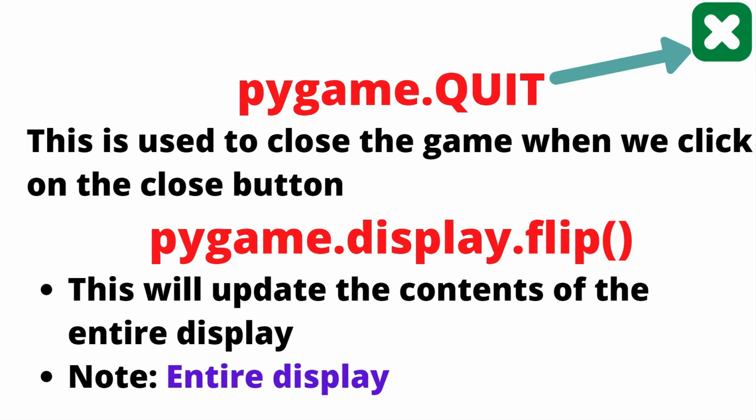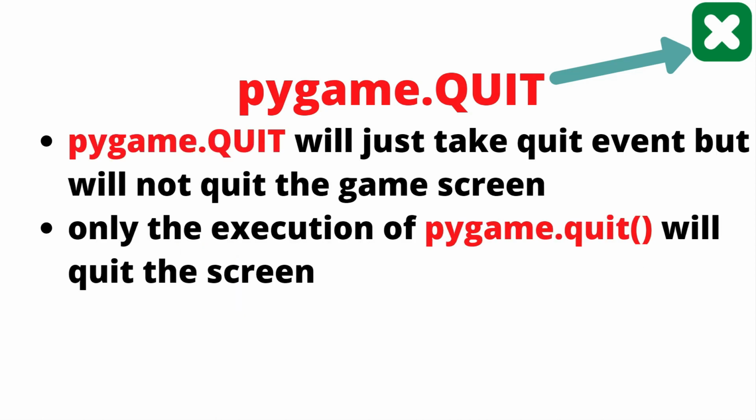So pygame.display.flip will update the contents of the entire display. For example, you add an image inside your game. Okay, it will not be displayed on the screen of your game until you write pygame.display.flip. So this will actually update the entire content of the display. Okay, so actually pygame.event.get will just take events but will not quit the game screen, and the execution of pygame.quit will quit the screen, right?